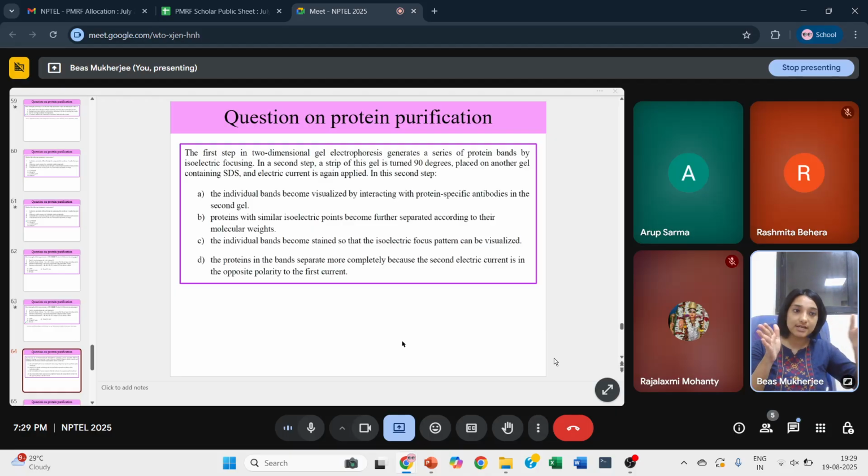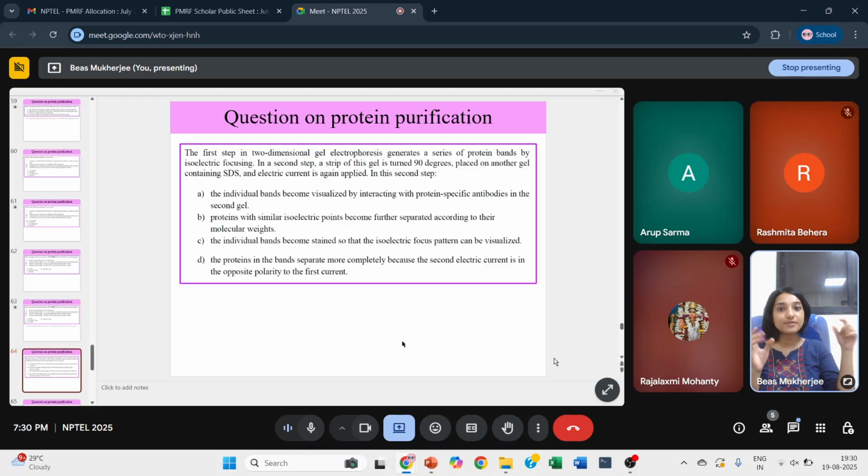So that is this separation, horizontal separation, and then the current is flown this way and the proteins are separated based on size like normal PAGE. So this is one dimensional separation and second dimensional separation. That is a 2D gel. So the first step in two-dimensional gel electrophoresis generates a series of protein bands by isoelectric focusing.